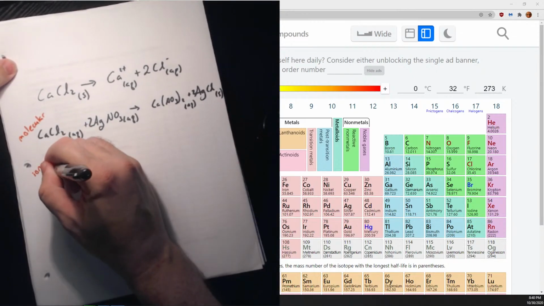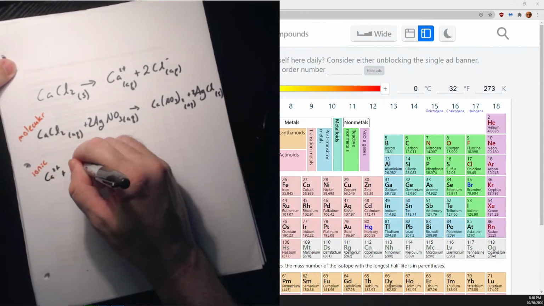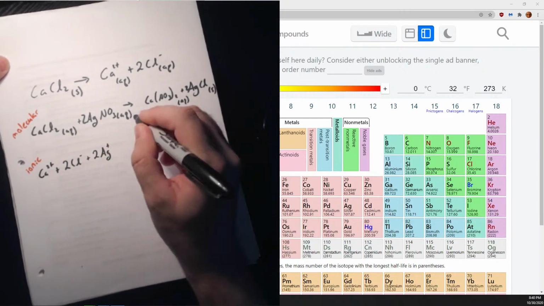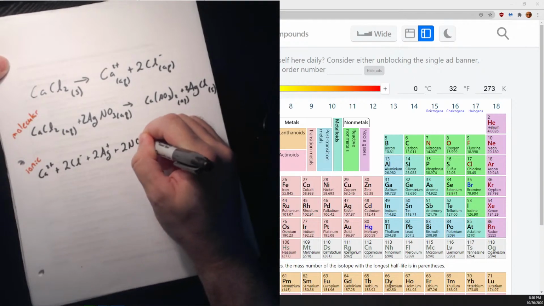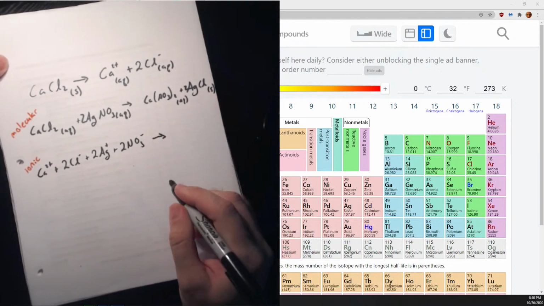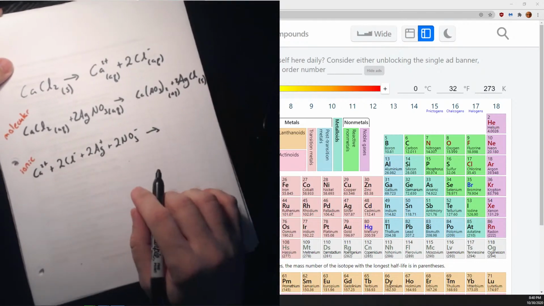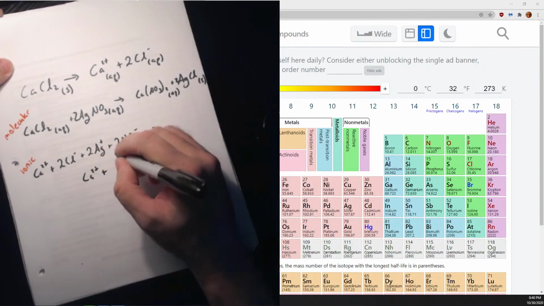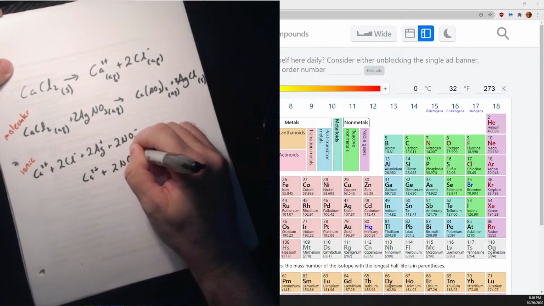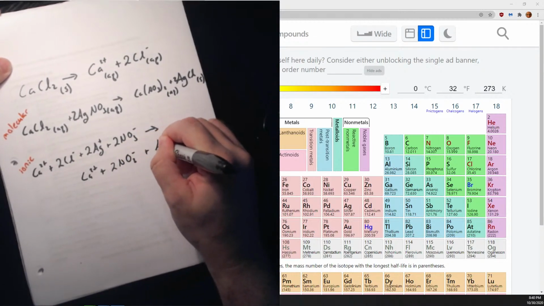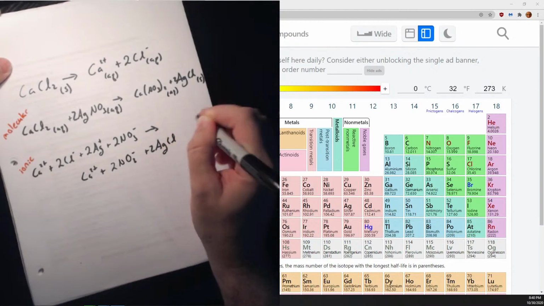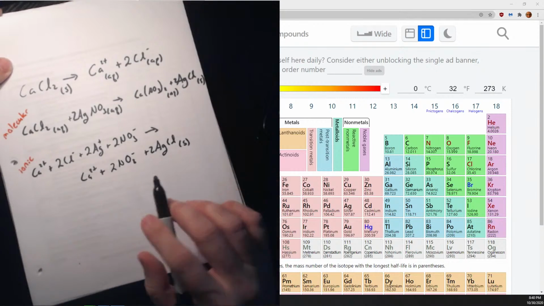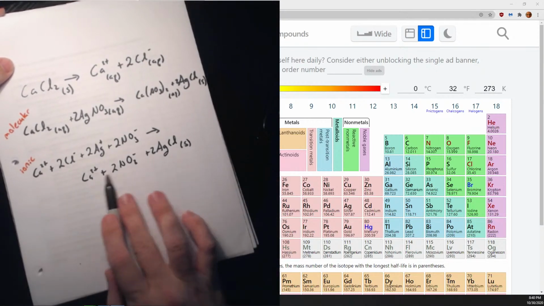So calcium 2 plus, 2 chloride ions, plus 2 silver ions, plus 2 nitrate ions. It's going to split up, and I'm going to put the reactants down here because I'm out of room. Calcium 2 plus, 2 nitrate ions, plus silver chloride. The silver chloride is solid, so it's not dissociated, so we don't split it up. Everything else, though, is aqueous.